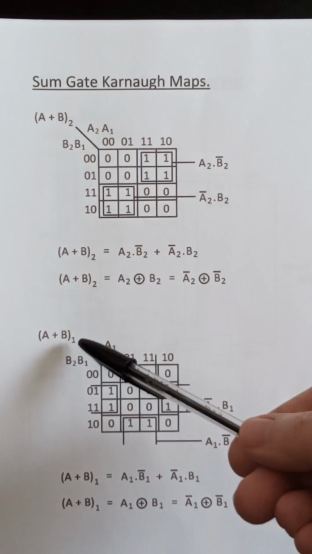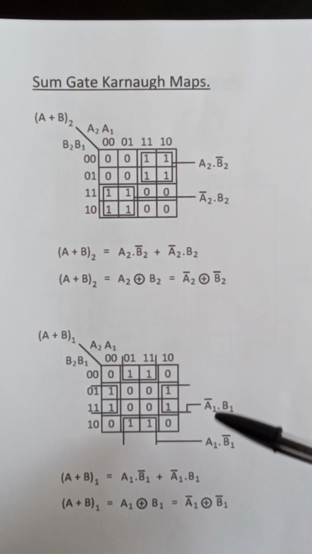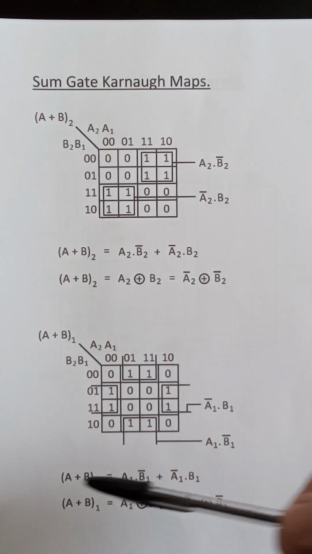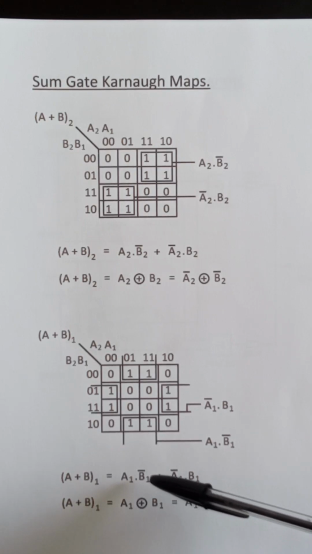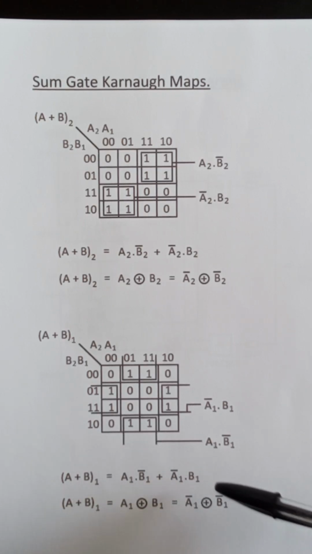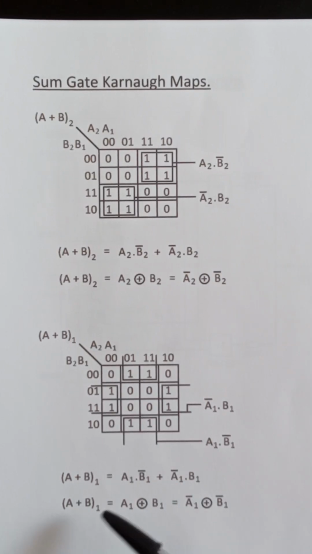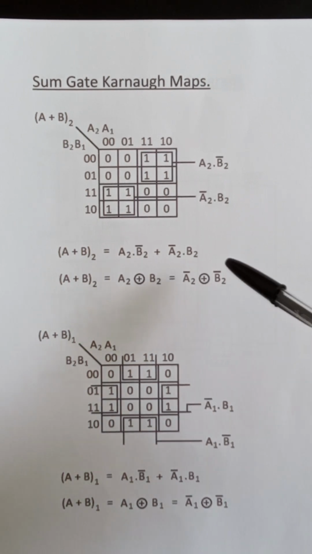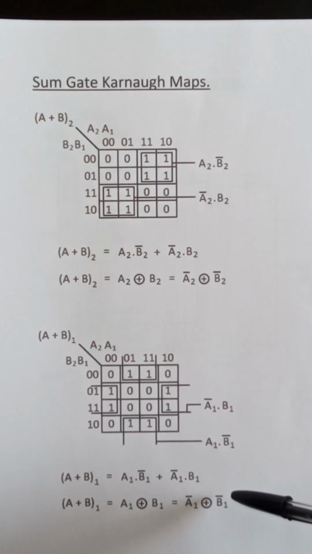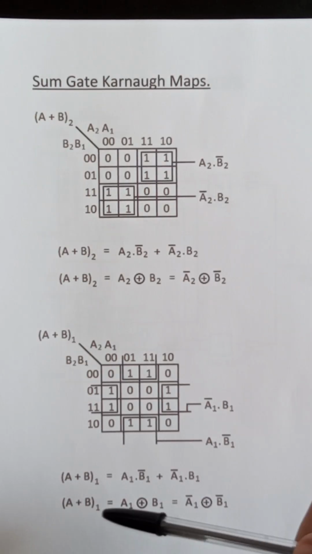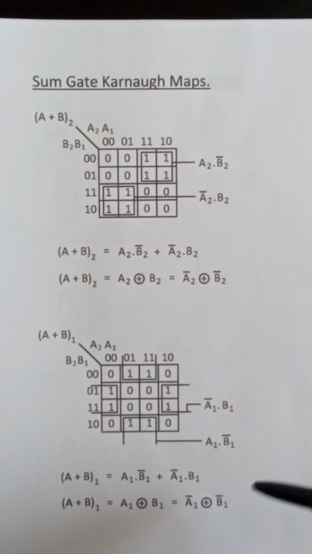So this is A plus B1. This is a counter map for A plus B1. This loop here is not A1 and B1, and this loop here is A1 and not B1. So A plus B1 equals A1 and not B1, or not A1 and B1, which again is the definition of the exclusive OR gate. So A plus B1 equals A1 exclusive OR B1. And as before, in this example, I've complemented both the inputs, so I can just use one Schmitt trigger instead of two. So A plus B1 equals not A1 exclusive OR not B1.